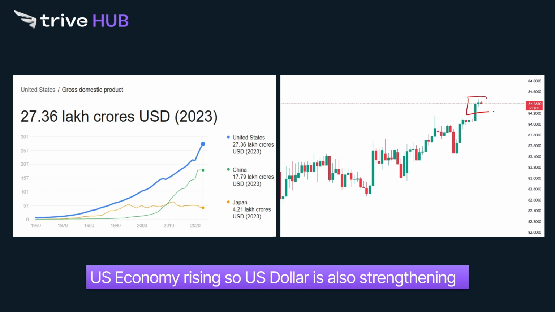This is 84.3820 for USD INR. It means that the US dollar is rising at a very good pace in comparison to the Indian rupee, or the Indian economy has not been able to keep pace with the US economy. So that's why the value of the Indian rupee is depreciating and the value of the US dollar is increasing in comparison to other countries' currencies.